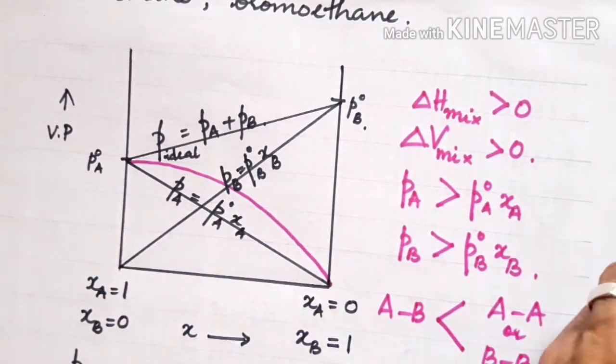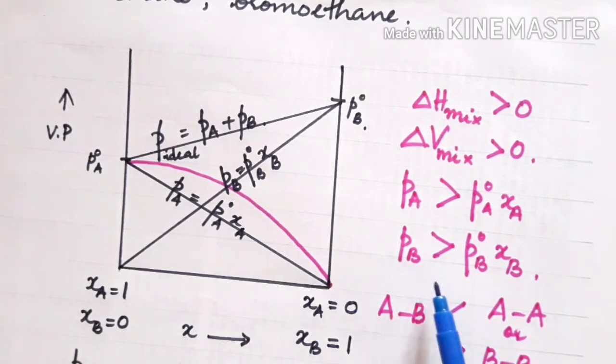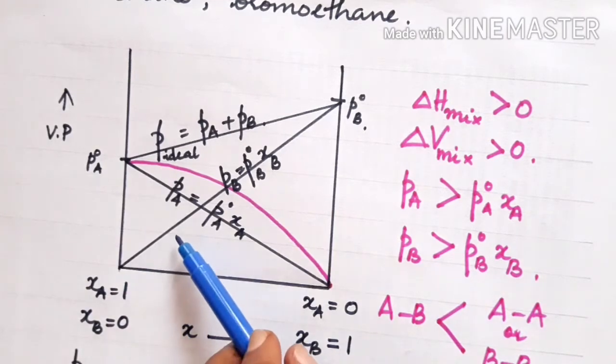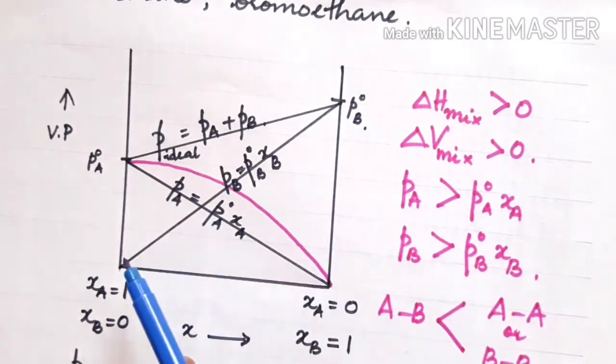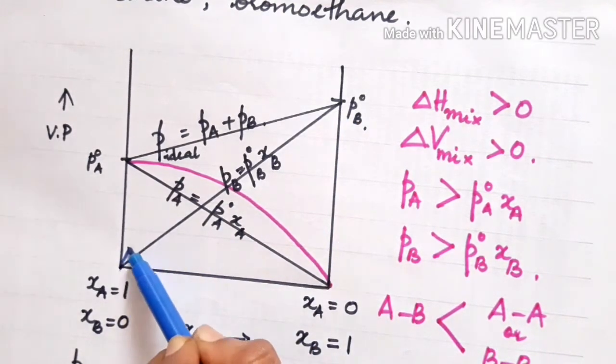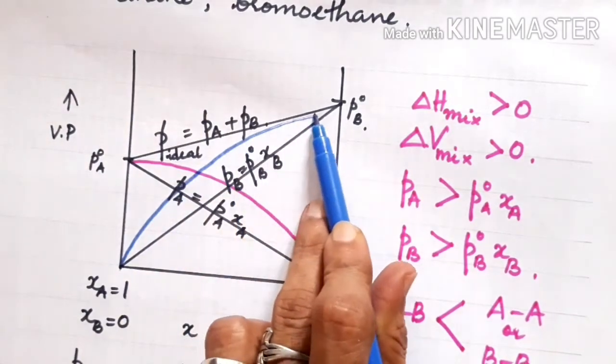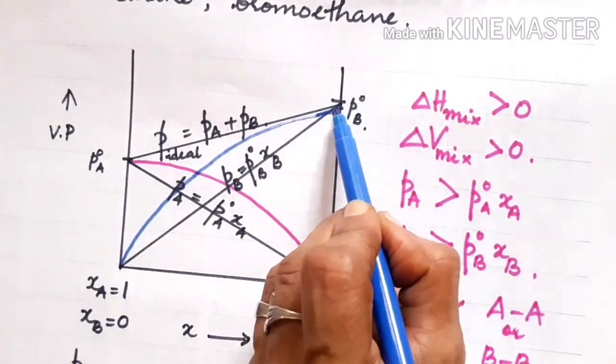Coming to the second case, that is B. PB must be greater than P0BXB. That is, this is PB equal to P0BXB, so there should be a heap in the curve. That means the graph should be more than that is expected from Raoult's law.